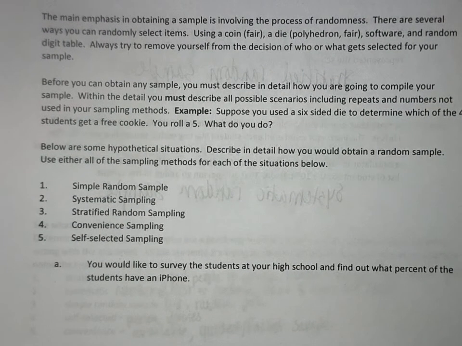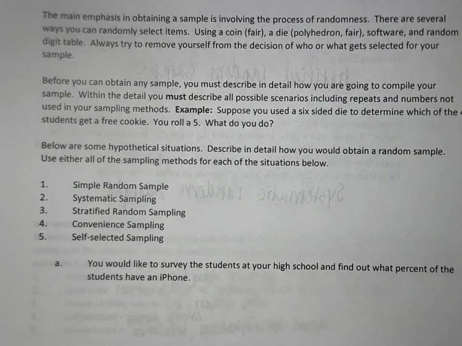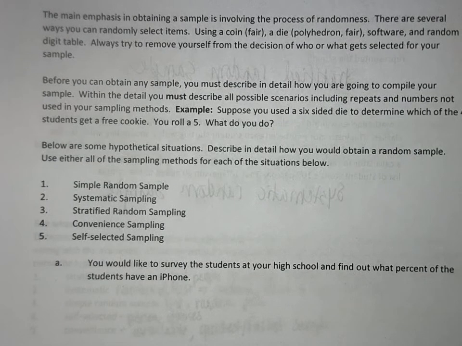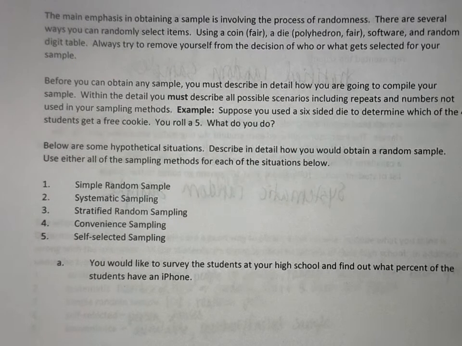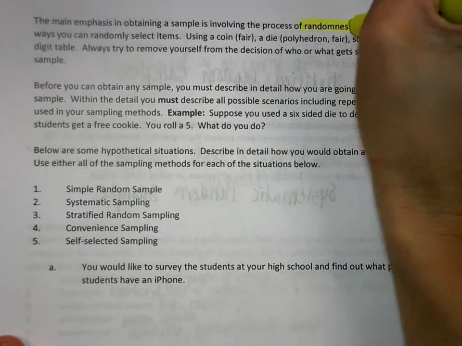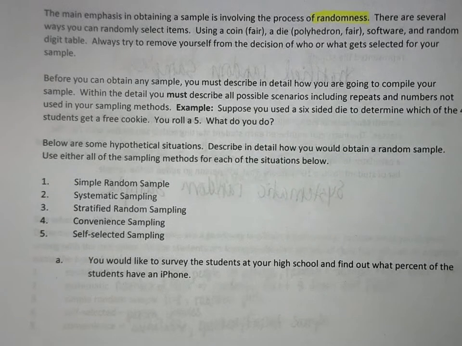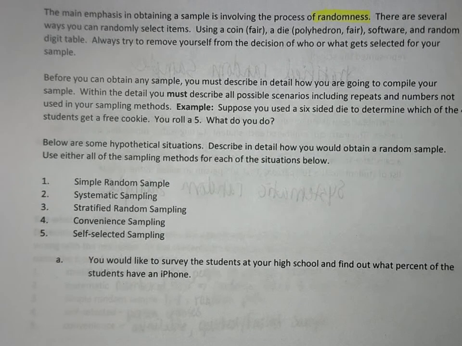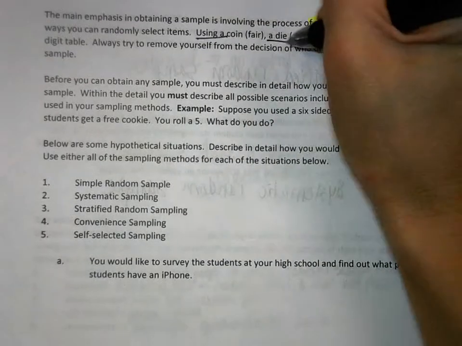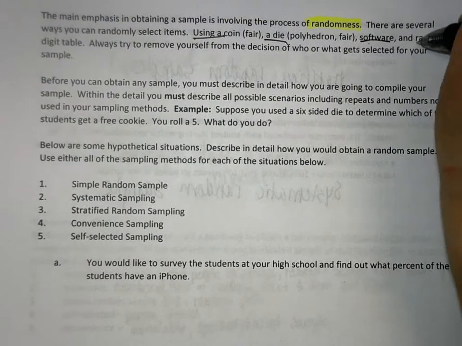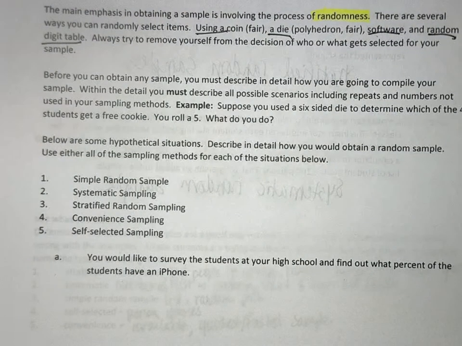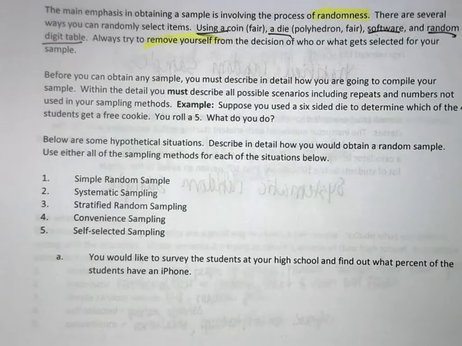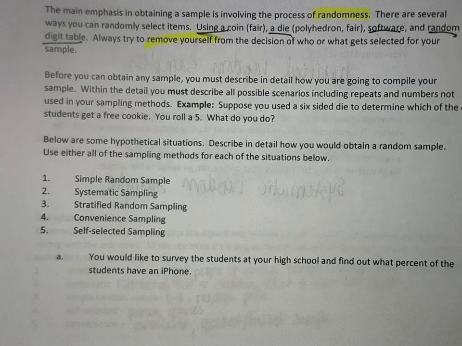Okay, the main emphasis in obtaining a sample is involving the process of randomness. There are several ways, so randomness is important. There are several ways you can randomly select items using a fair coin, a die, software, a random digit table. A die is singular. Always try to remove yourself from the decision of who or what gets selected for your sample.